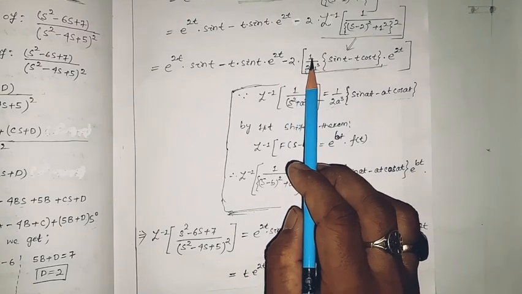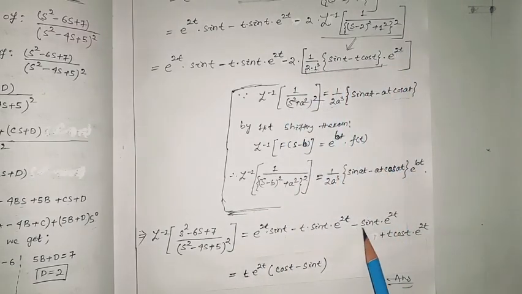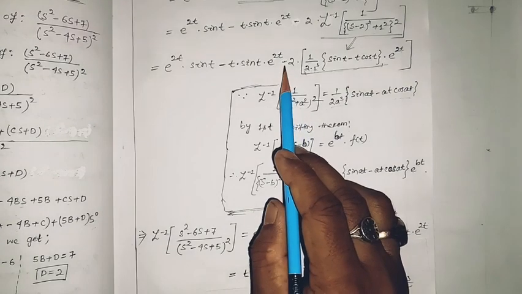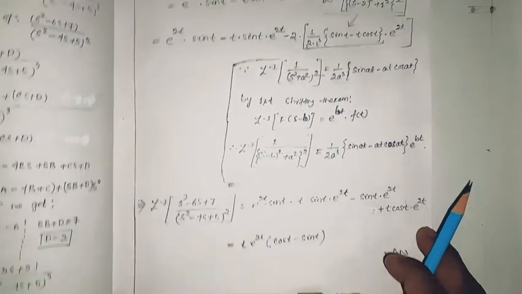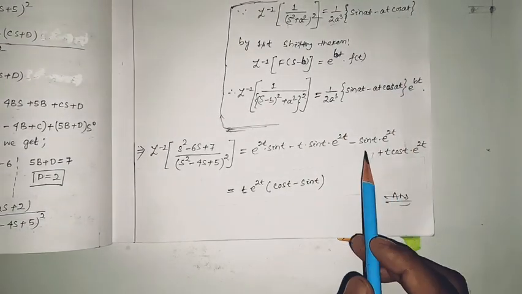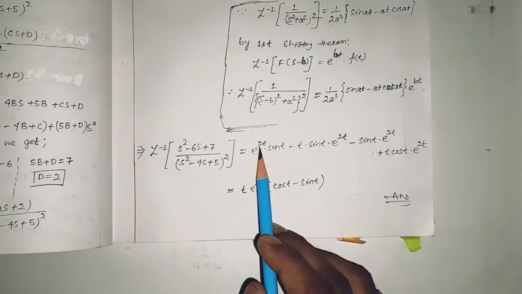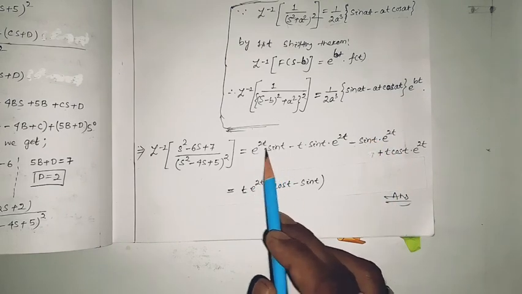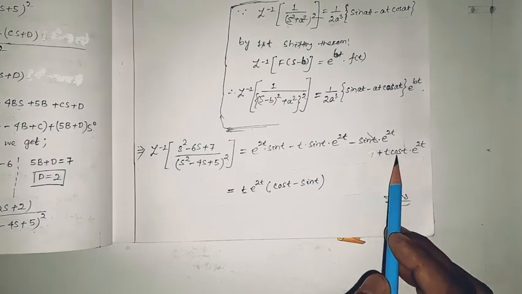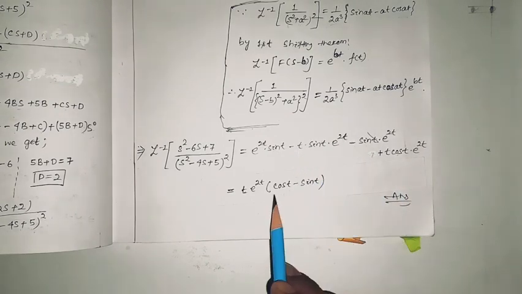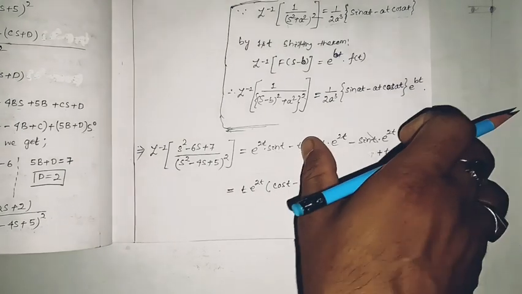Here you have 2 into 1 by 2 into sin t e to the 2t. That means sin t e to the 2t minus sin t e to the 2t, then minus and plus t cos t e to the power 2t. So minus sin t e to the 2t plus sin t e to the 2t got cancelled. These two terms got cancelled and these two terms are there. If we take e to the 2t common outside, then this will be cos t minus sin t, the answer of this question.